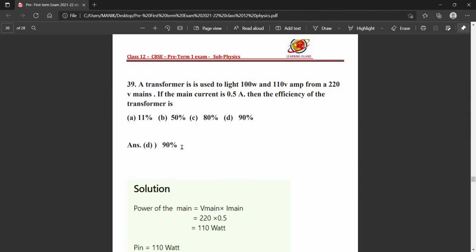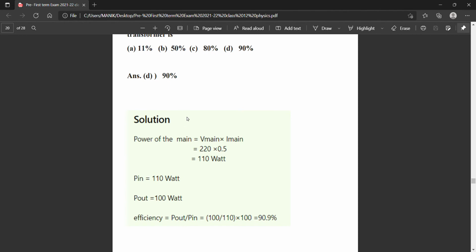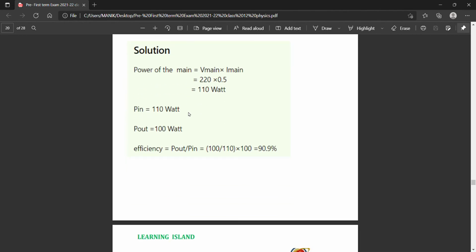Question number 39. A transformer is used to light a 100 watt, 110 volt lamp from a 220 volt mains. If the main current is 0.5 ampere, then the efficiency of the transformer is? Here the answer is 90%. How has it come? It is approximately 90%. As there is no other option, we have to select 90%. See, the calculation: we know power is current into voltage, so the input power here is 110 watt, and the output is 100 watt. So the efficiency is this.